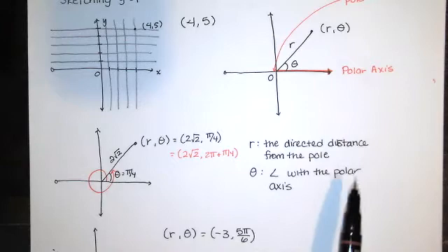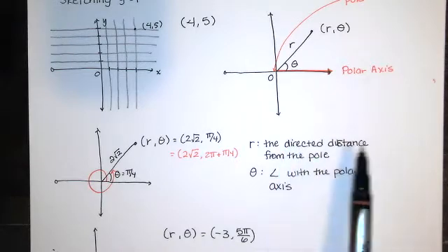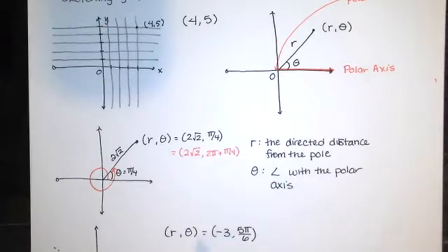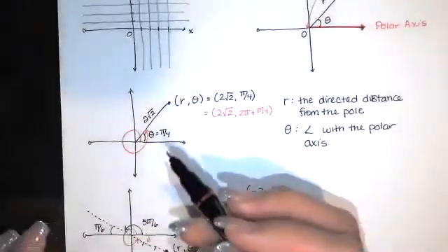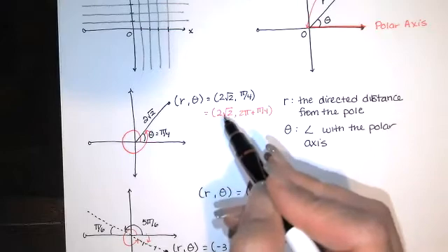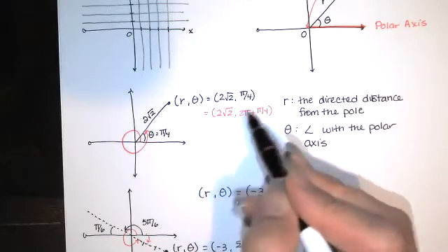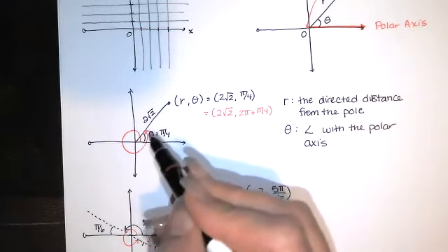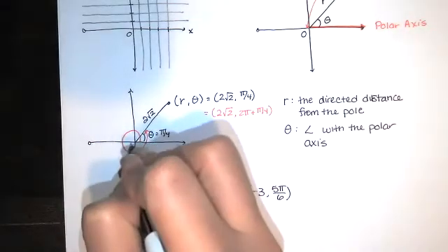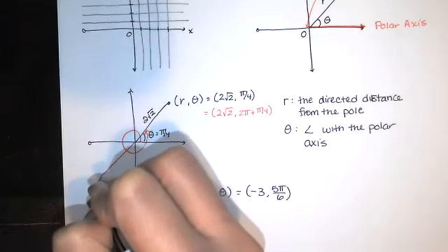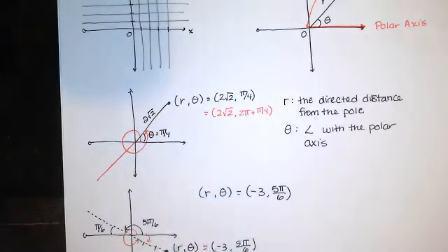So r is the directed distance from the pole. Directed distance meaning it can be positive or negative, and theta is the angle that we make with the polar axis. Now, when I had a positive r value here, I could add and subtract 2 pi as many times as I want, keep that r positive, and I'll end up at the same place. Now, if I let r be negative, well, that would work if I added pi to my angles.